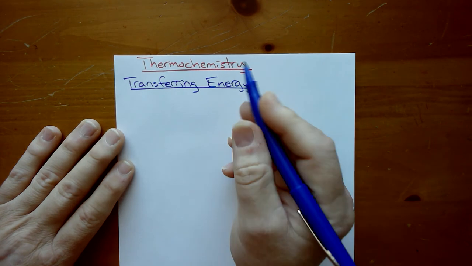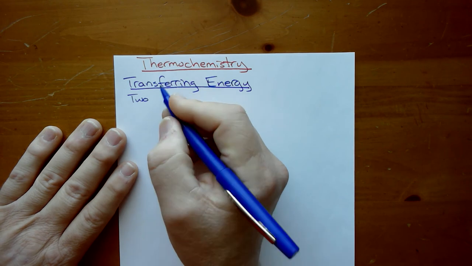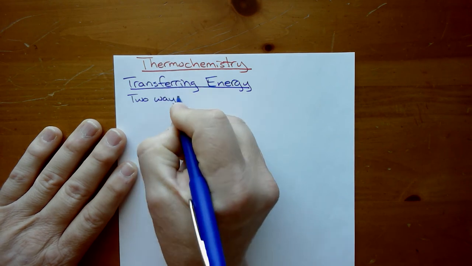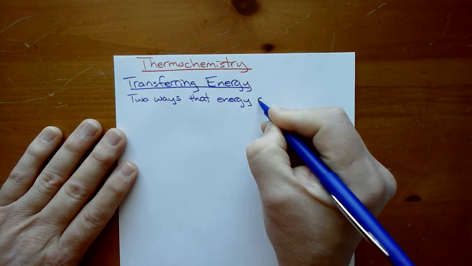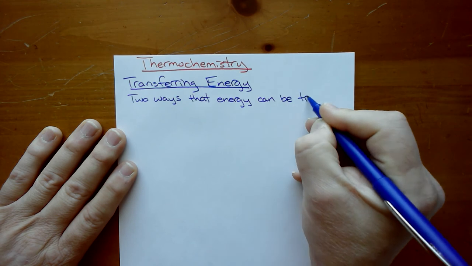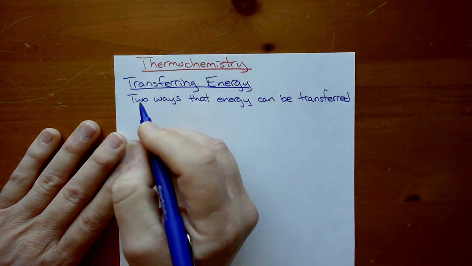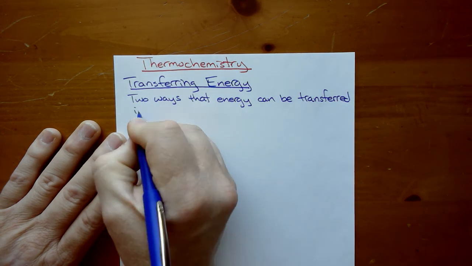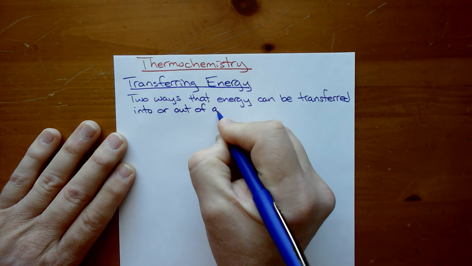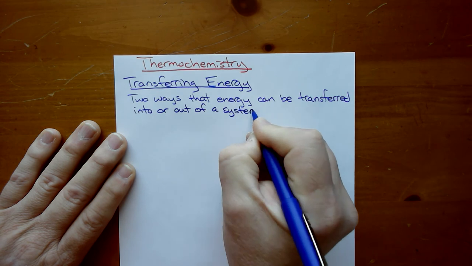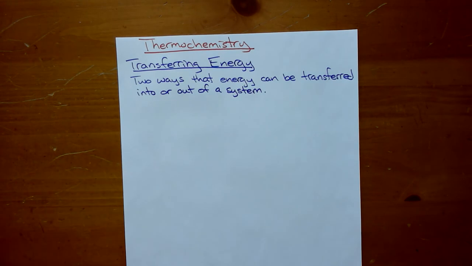Okay, so there are two ways that energy can be transferred into or out of a system. The first way is work. So let's talk about work.